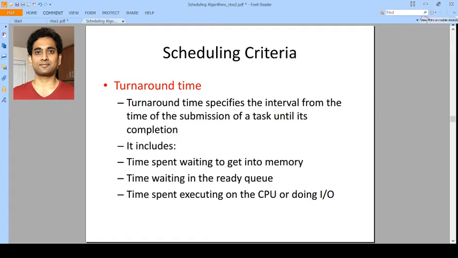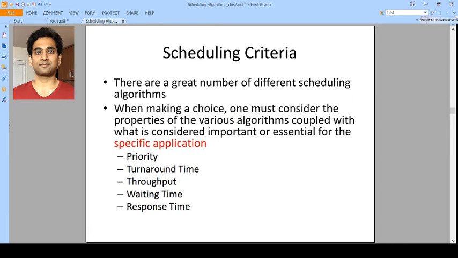Now here is the definition. So we looked at the different characteristics, the different priorities. It can be designer defined priority, turnaround time, throughput, waiting time, and response time. So let's try to understand each of these definitions a little bit more.